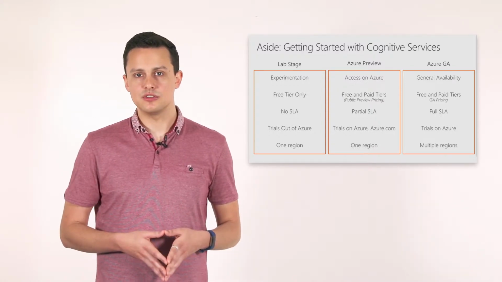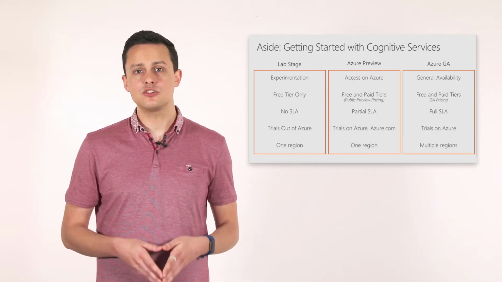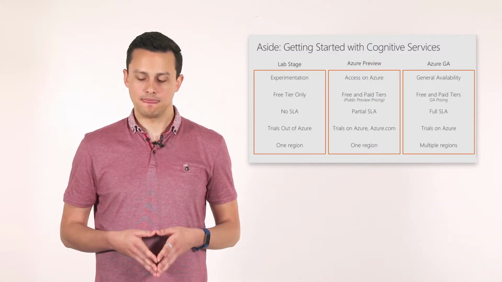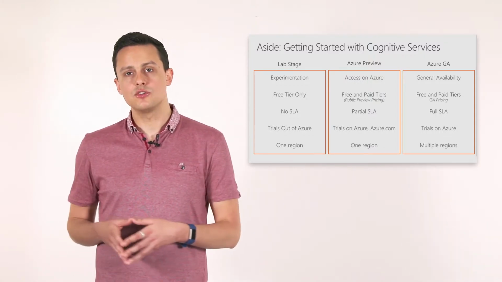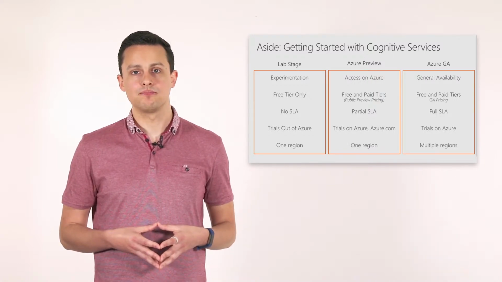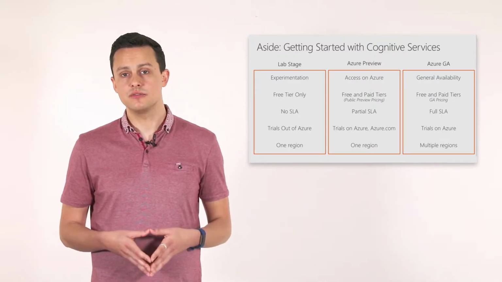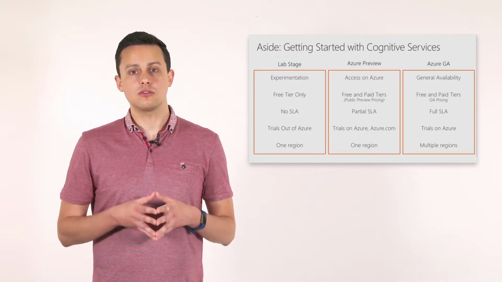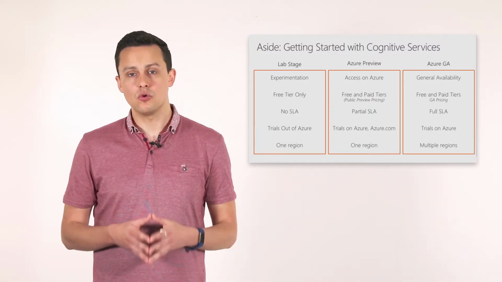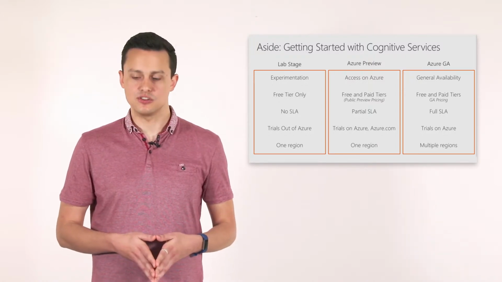To get started with these services depends on where they are in their life cycle. If they're in the lab stage, you'll need to go to the product-specific portal. If they're in the Azure Preview stage or the Azure GA stage, you'll need to go to Azure to sign up for a key. An alternative approach to that is to go to the Try Cognitive Services website. On the Cognitive Services homepage for Azure, you can click Try and actually get short, time-limited keys to start playing with without having to go through the Azure portal.